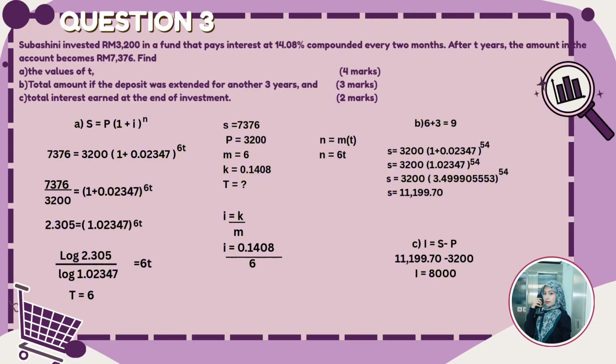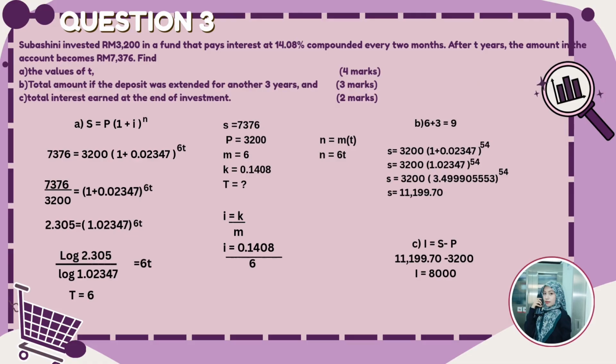For question B, the question asks what happens if the investment continues for another 3 years. I took the answer that we just got, which is 6, and added another 3 years. That makes a total of 9 years. Then I recalculate the future value using the same formula, but with 9 years of compounding. The result was 11,199 ringgit and 70 cents.